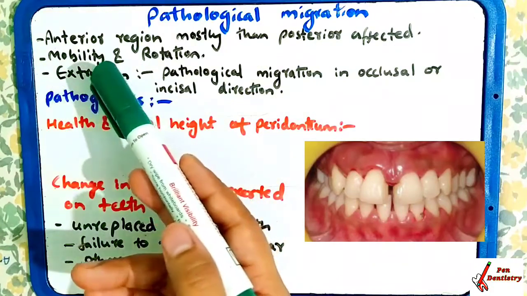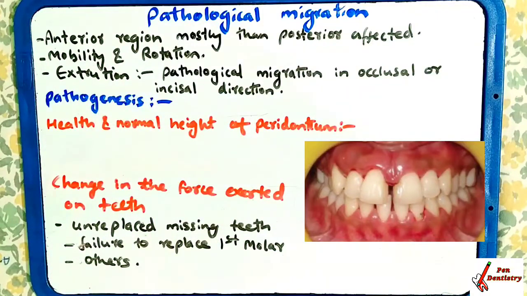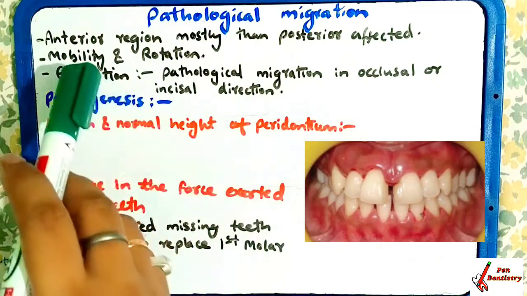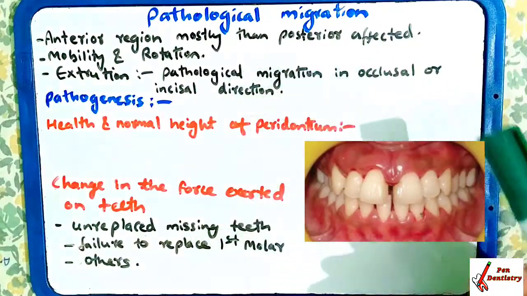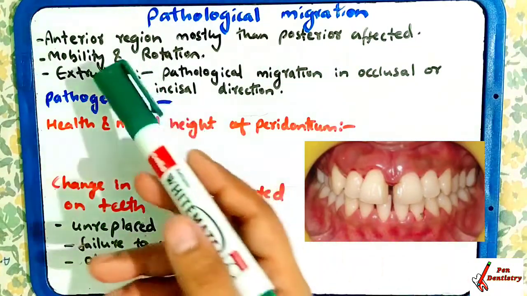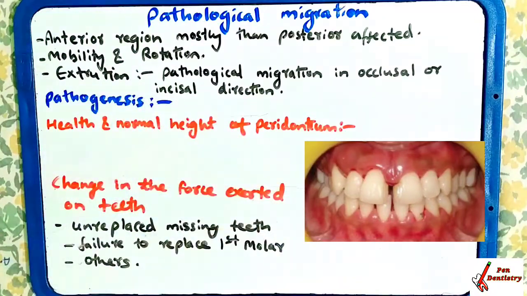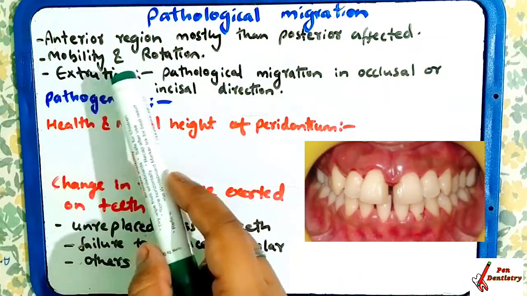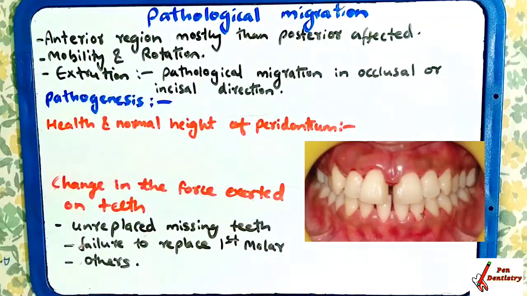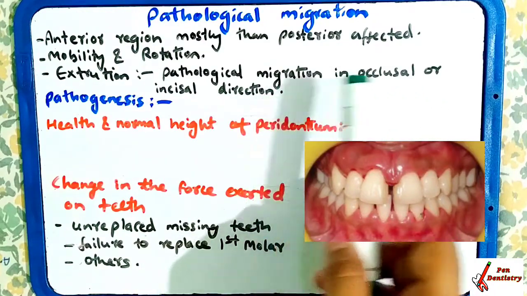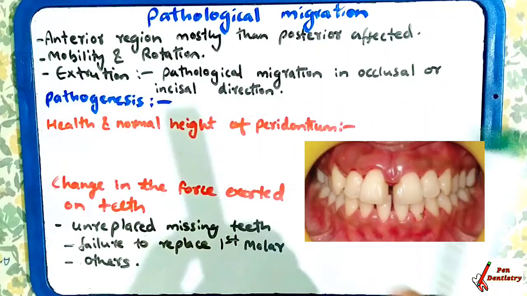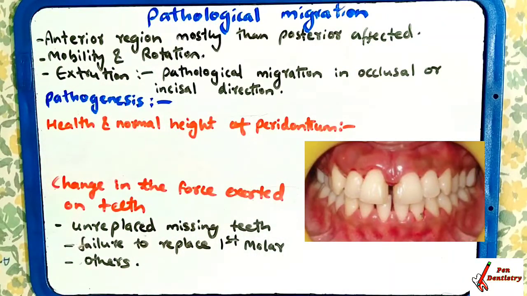It may occur in the anterior region mostly, and then the posterior region. It occurs also in the posterior region, but commonly it occurs in the anterior one. Mobility and rotation: after the pathological migration, there will be mobility of the tooth as well as rotation of the tooth. Extrusion will be present in the pathological migration. Pathological migration in an occlusal or incisal direction is known as extrusion.